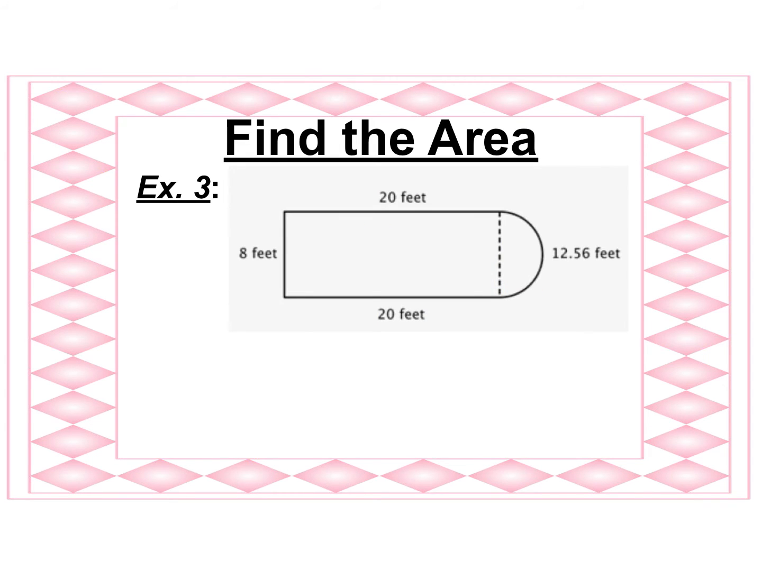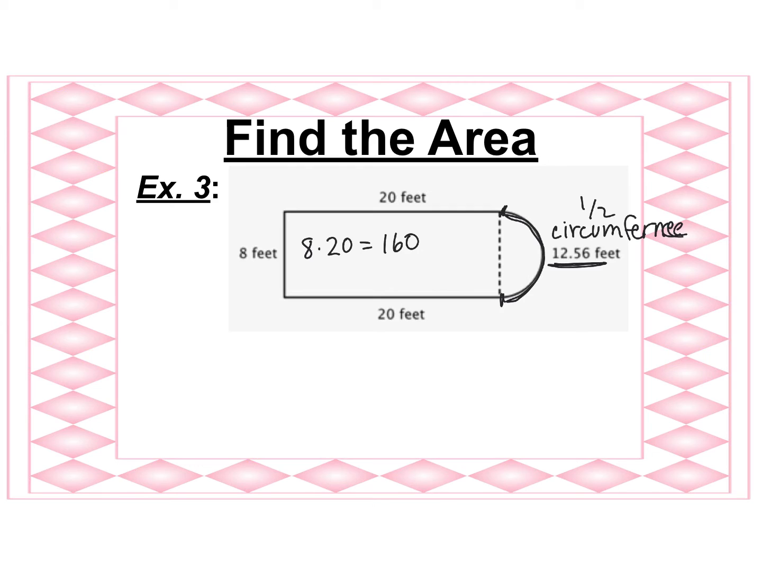And now we have this shape. In this shape, I see a rectangle and a half circle. The interesting piece on this is this half circle. This is the measurement. It's 12.56 feet. So we're looking at the circumference, and we only have half of that. So we're going to have to figure that out. I'm going to start with the rectangle. I know that that's going to be 8 times 20 for my base times height. And that's going to be 160.